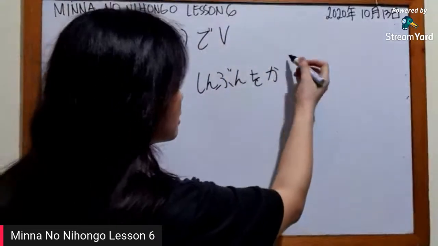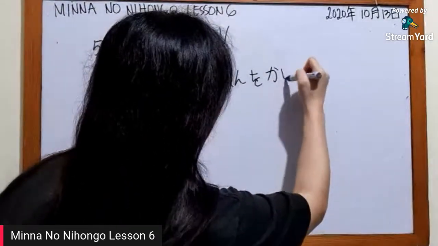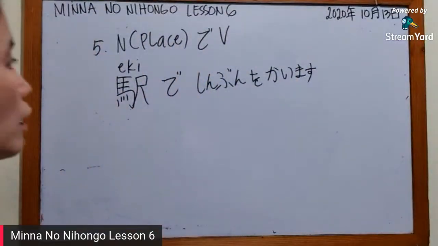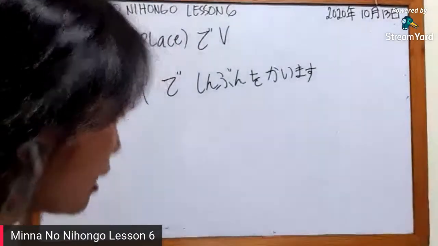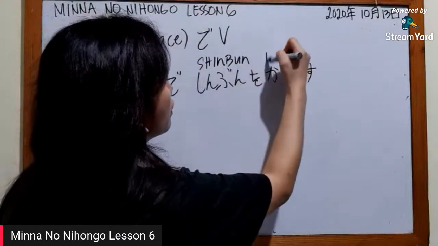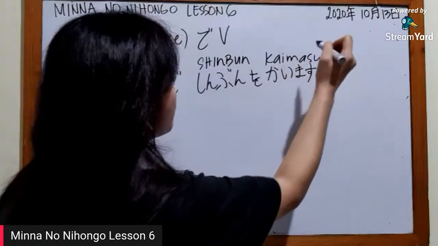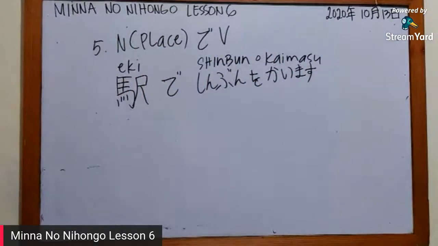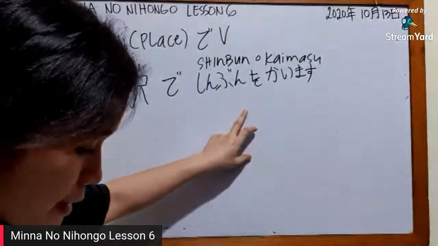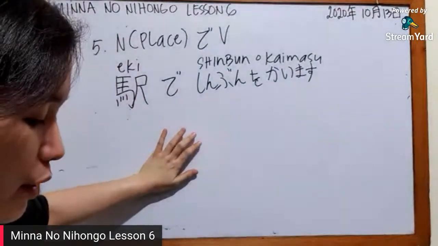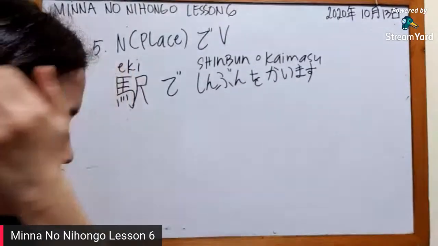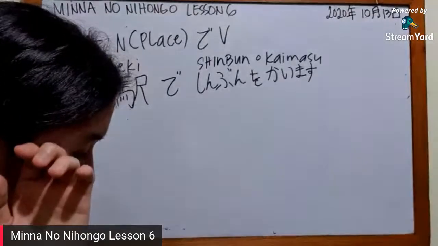All in hiragana since we haven't studied the kanji yet, if others are thinking on why it is in hiragana. Shinbun. Kaimasu. If we will read this, it is Eki de shinbun o kaimasu, which means in English, I buy the newspaper at the station.